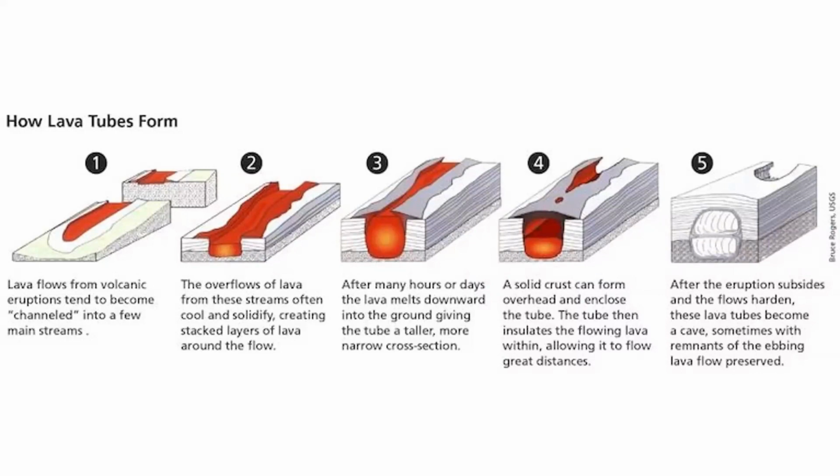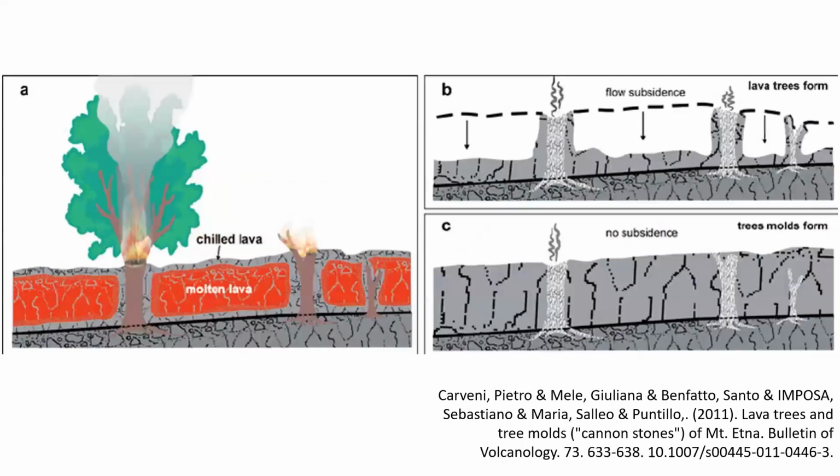But I mean, that's the case with anything, right? The more you look into it, the more amazing things there are to learn about it. All right, so this is how a lava tube forms, and then our tree casts or tree molds.